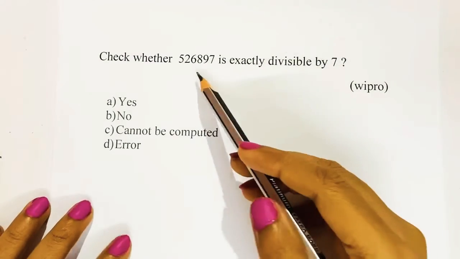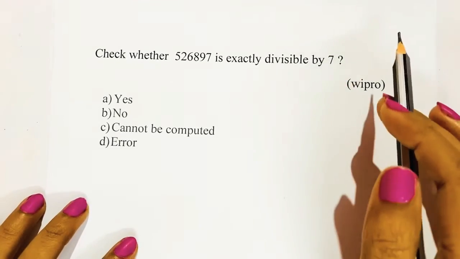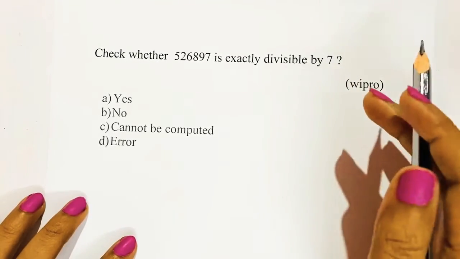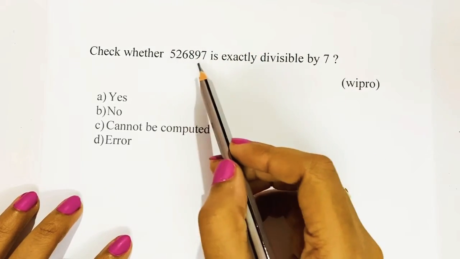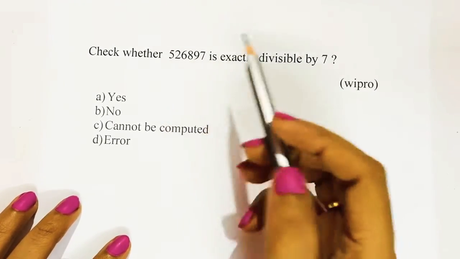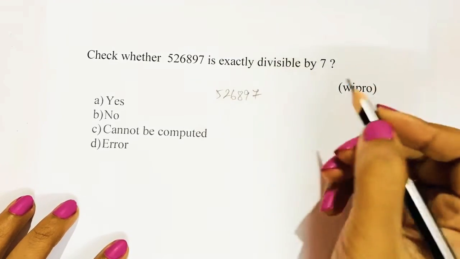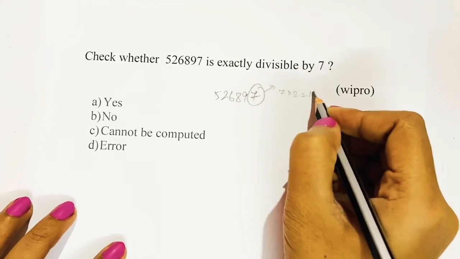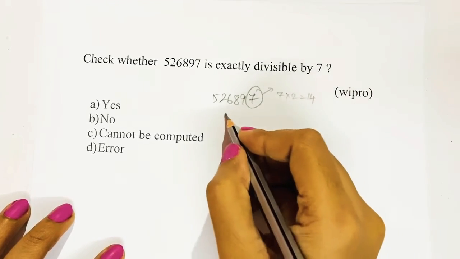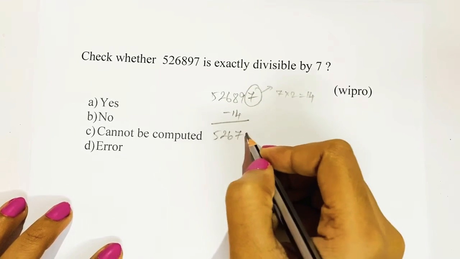Check whether 526897 is exactly divisible by 7. We know that to check whether a number is divisible by 7, we take the last digit out, double it and subtract it from the remaining. Let's do it for this number, 526897. We take the last digit out and double it, which will be 14. When subtracting it from the remaining, we will get 52675.